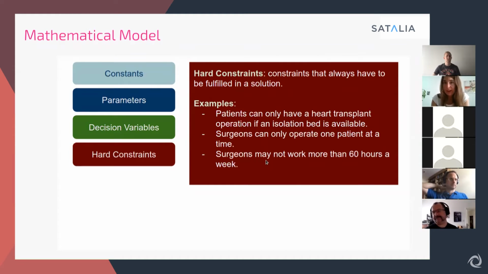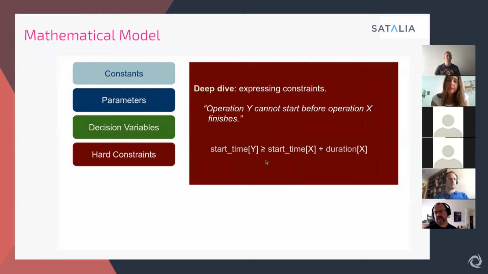How do we formulate hard constraints? Typically, this is done by expressing them through a formula. As an example, if we want to specify the constraint that operation Y cannot start before operation X has finished, we say that the start time of operation Y, which is a decision variable, has to be greater or equal to the start time of operation X, which is again a decision variable, plus the duration of X, which is probably going to be a constant.